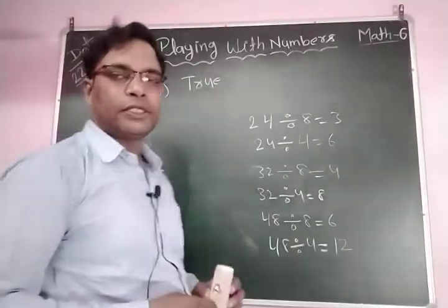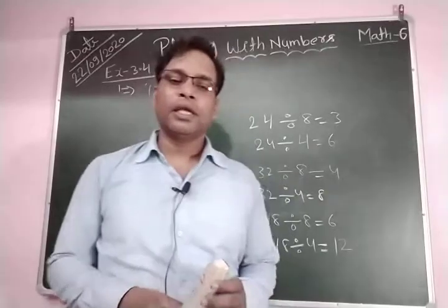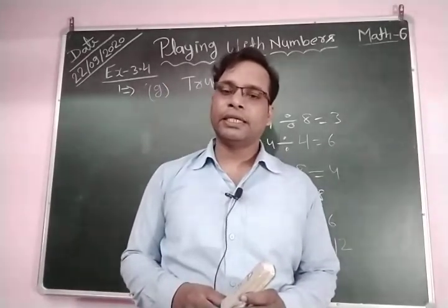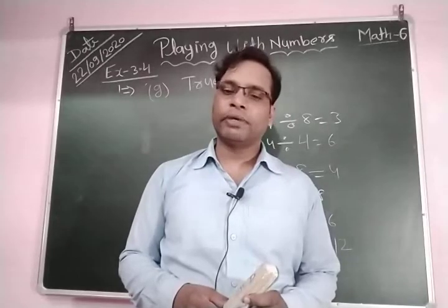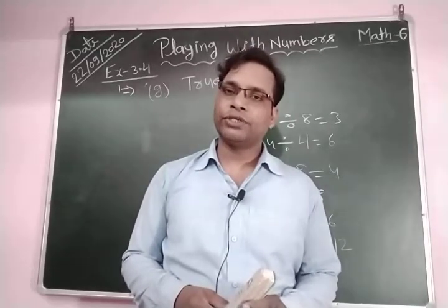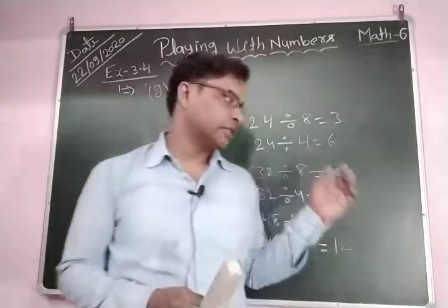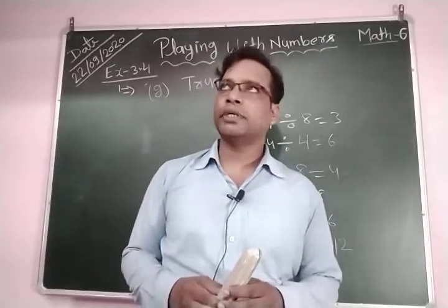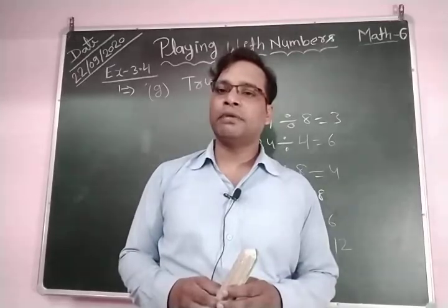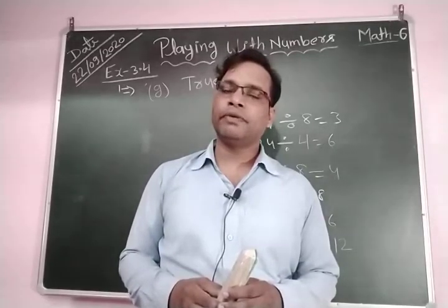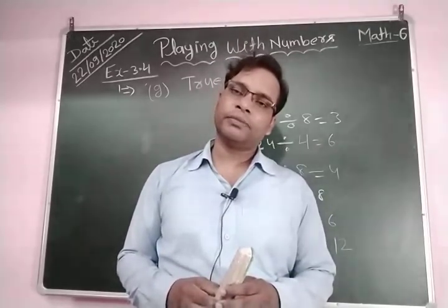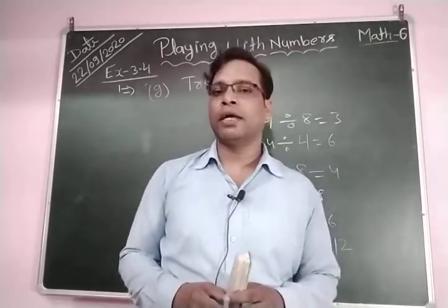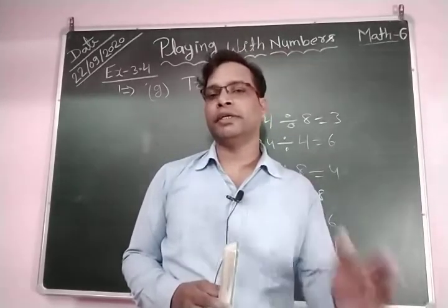What is the statement of G part? All numbers which are divisible by 8 must also be divisible by 4. So this statement is true on the basis of the examples we took here. And also, because 8 is a multiple of 4, if 8 divides any number, then 4 also divides that number. Or you can say 4 divides 8.